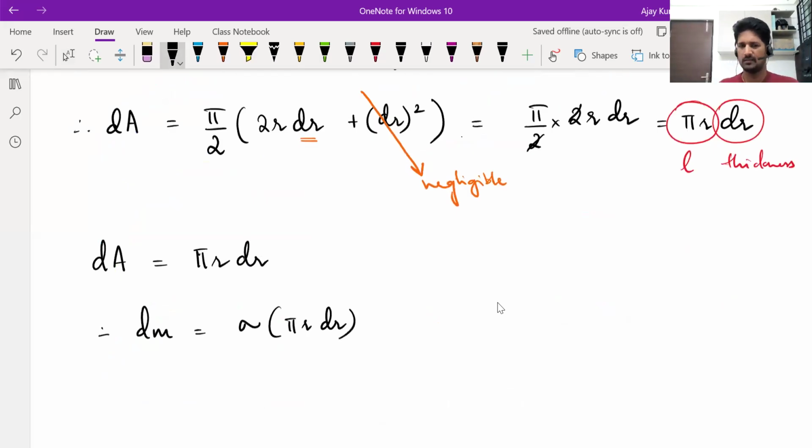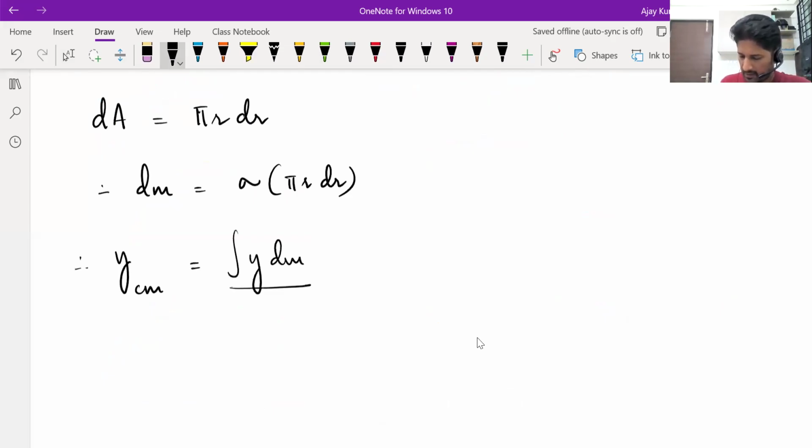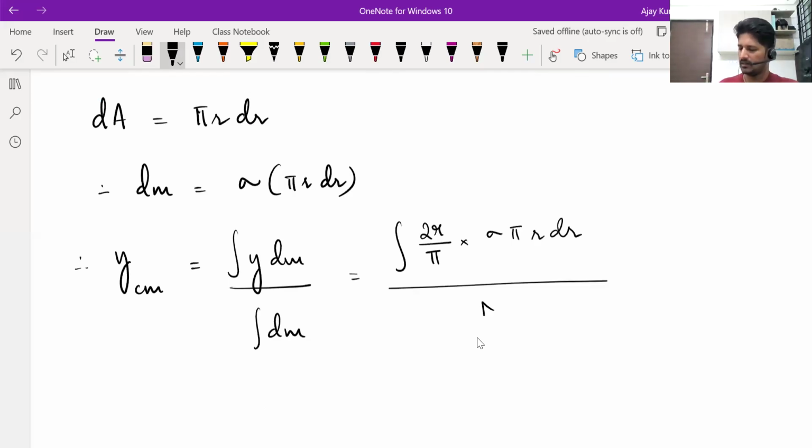Sigma into area, that is nothing but sigma into pi r dr. Now we are in a position to integrate. Therefore, the y coordinate of center of mass becomes integral y dm divided by integral dm, right? The y we have to use here is the y coordinate of center of mass of that semicircle, which is 2r by pi. And dm now can be expressed as sigma pi r dr. And divide by integral dm, which is the total mass.